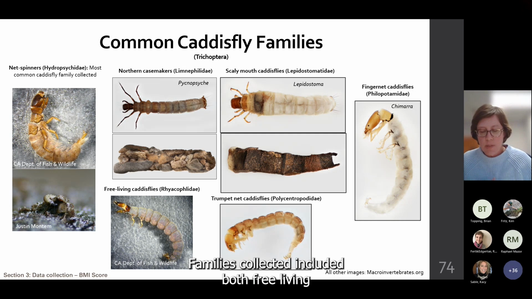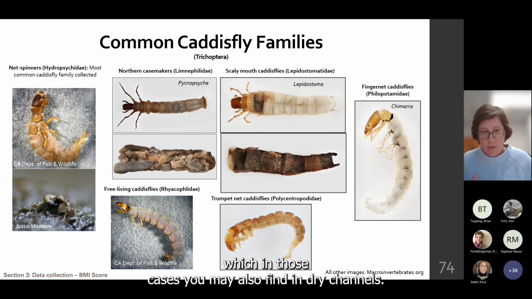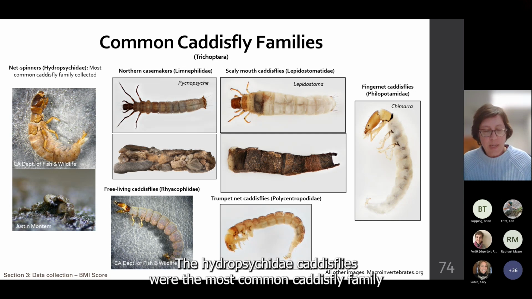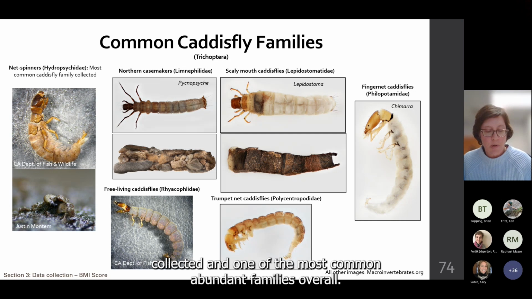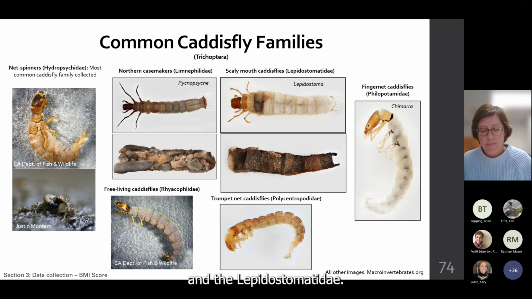Families collected included both free living and net building caddisflies, as well as those that build cases, which in those cases you may also find in dry channels. The hydropsychid caddisflies were the most common caddisfly family collected and one of the most abundant families overall. Two predominant case-making families were the Limnephilidae and the Lepidostomatidae. Oh, I think I said that right.